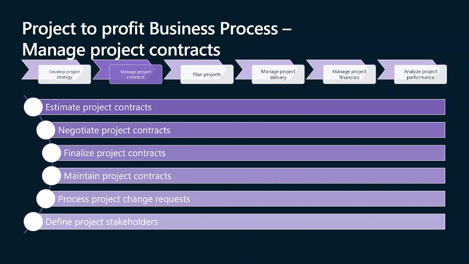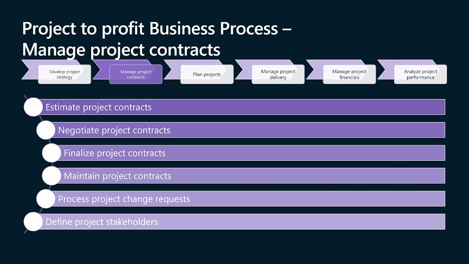So here, to manage project contract effectively and ensure smooth project execution, it's essential to follow these key L3 business processes. Estimate project contract: define the scope, resources, and cost to ensure clear understanding and mitigate risk. Negotiate project contracts: agree on all terms to reduce dispute and foster strong business relationships. Finalize project contract: confirm terms, obtain approvals, and prepare the contract for execution.